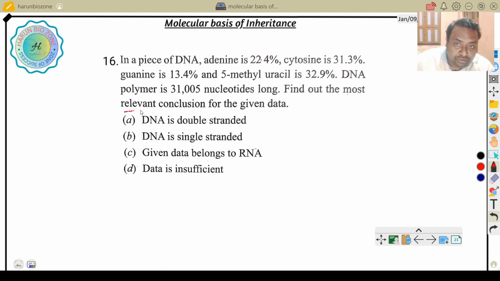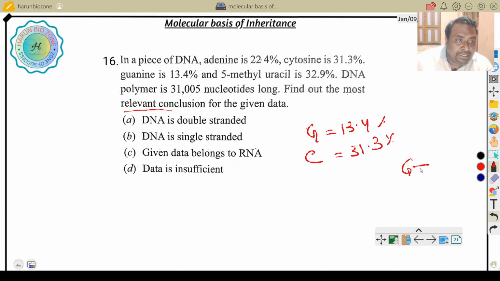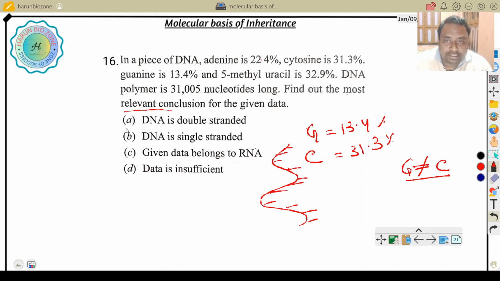The most relevant conclusion: here guanine is 30.4%, cytosine is 31.3%. That means guanine is unequal to cytosine. That breaks Chargaff's rules. So this is single stranded DNA. In case of double stranded, the numbers of guanine and cytosine are equal. So here the right answer is DNA is single stranded.